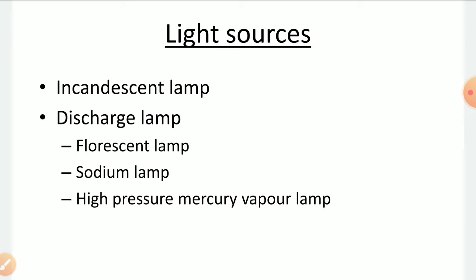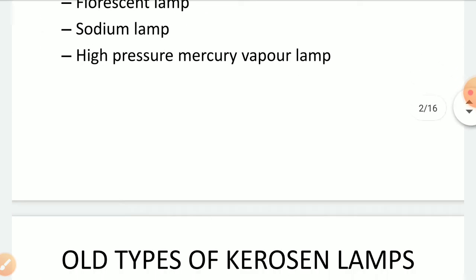Now, based on the applications and the life of the lamps, we are using LEDs. The energy consumption is low, and the light of this LED is almost similar to daylight. That is why nowadays we are using LED lamps. Okay, so now we'll discuss the types of lamps one by one.